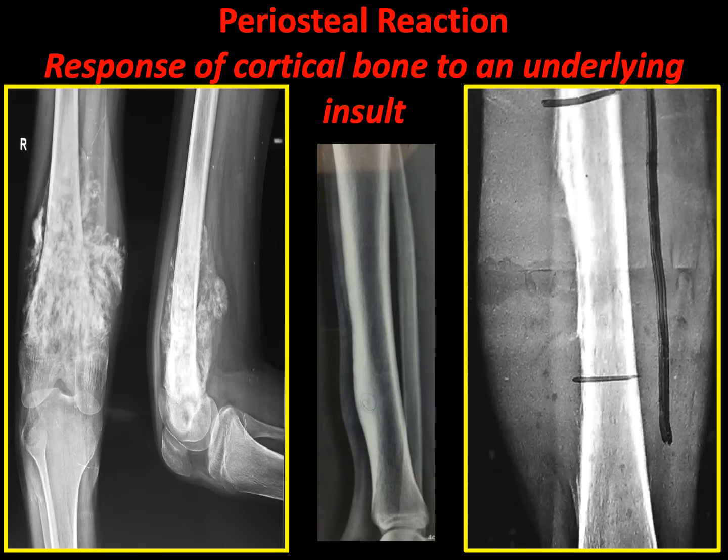Next important feature when we are seeing any X-ray is periosteal reaction. What is the meaning of this? Periosteal reaction is the response of cortical bone or cancellous bone to an underlying insult. Here we can see three different types of periosteal reaction. One is sunburst type, second is solid type, and third is Codman's type of periosteal reaction. We will be seeing the meaning of all these.